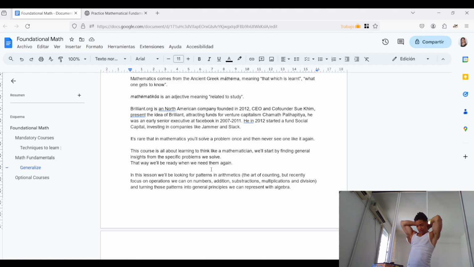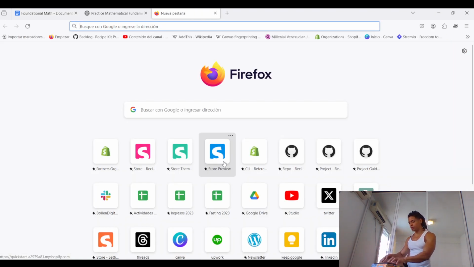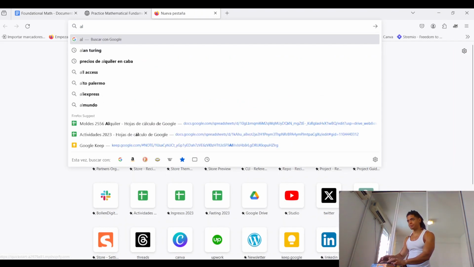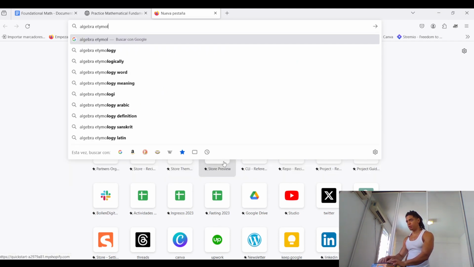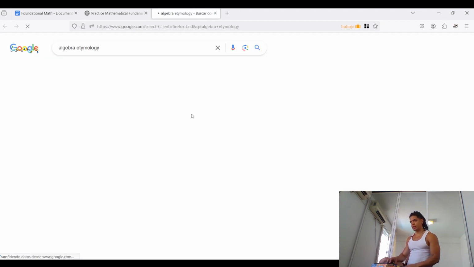And algebra, after all, is this representation of these general principles based on specific problems. And that's the beauty of algebra. I would like to know the origin of the term algebra. Etymology.